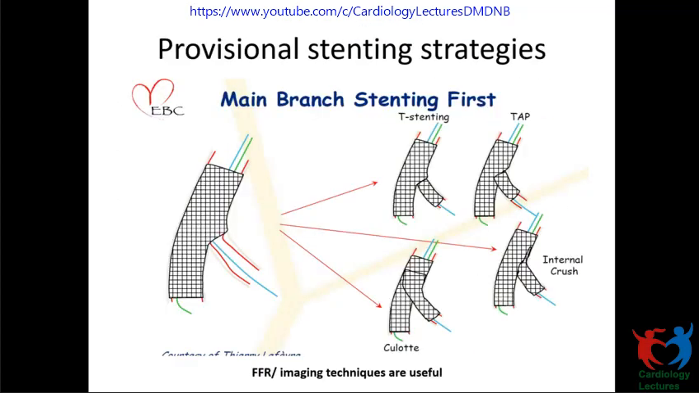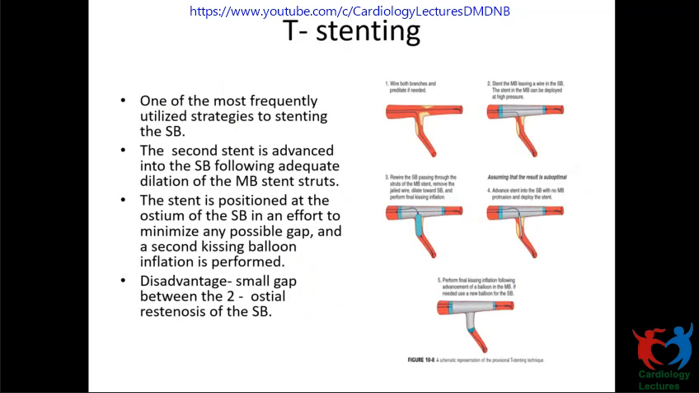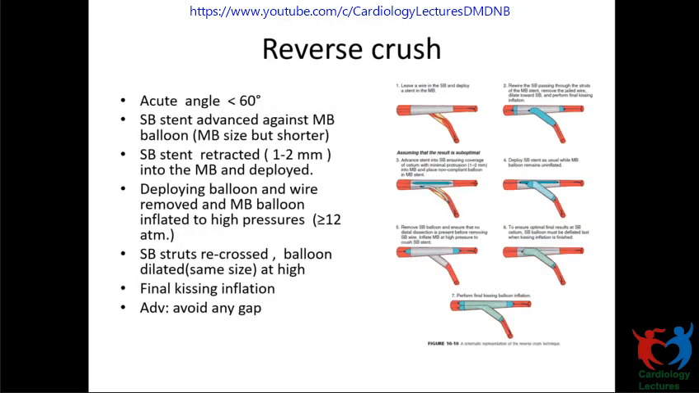Provisional stenting, of course, luckily we did not have to go for a second stent in the LCX, but in case we had to go, these are the options. That is the T stenting, TAP, culotte, or the internal crush. I will not go into this because I think the other speakers will, but these are the images and you will find them in all standard textbooks. What is T stenting, TAP, and reverse crush?